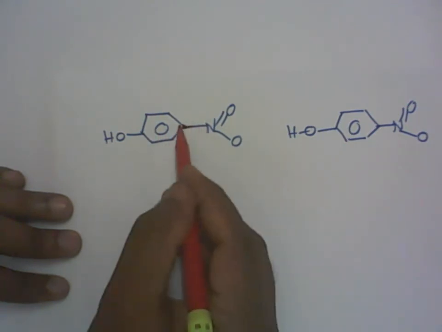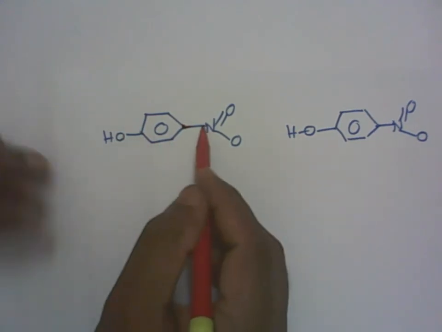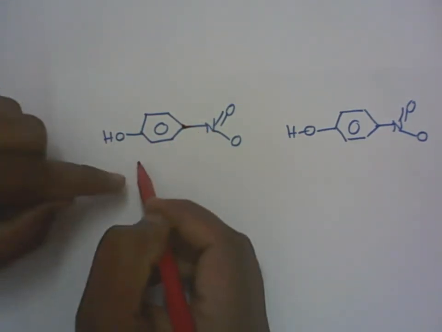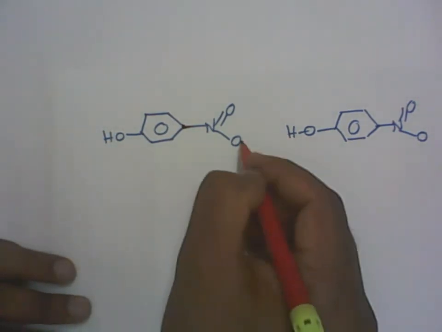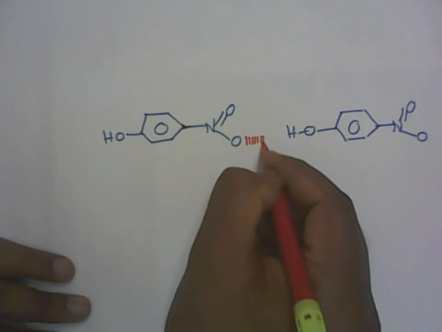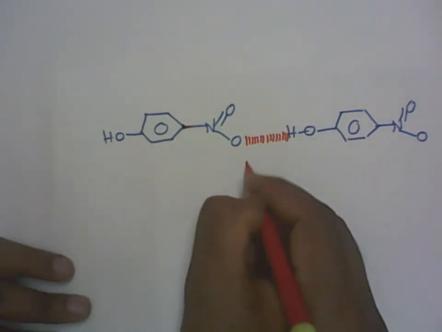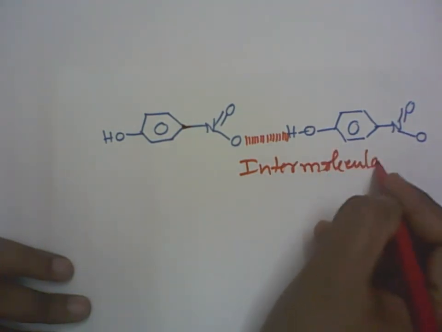The bond is linear. They cannot bend here. They cannot form hydrogen bonding within the molecule. There will be a strain in the molecule. So what will happen now? Instead of that, the oxygen of one molecule will attract the hydrogen of the neighboring molecule, and this kind of bonding is called intermolecular hydrogen bonding.